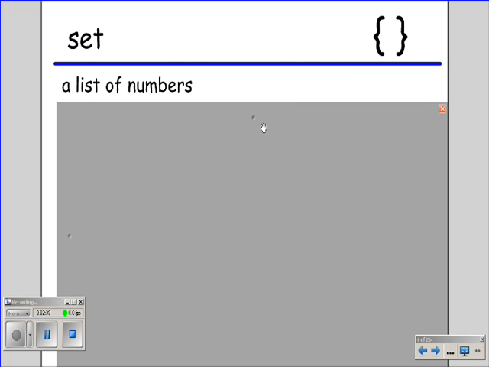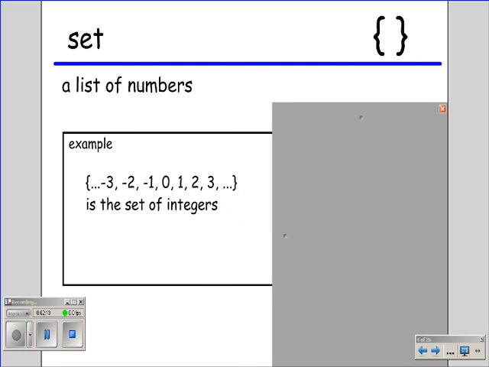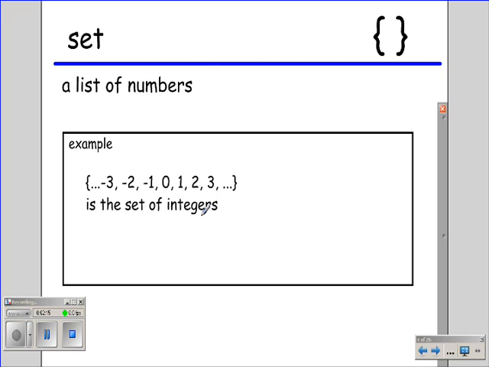A set is a list of numbers. We use these braces to help us contain the set. Our set of numbers will always be contained within a set of braces like that. An example would be -3, -2, -1, 0, 1, 2, 3. This is the set of integers. You notice it has a dot, dot, dot on both ends, meaning that it continues in both directions, to the left with all the negative numbers, but also to the right with all the positive integers.